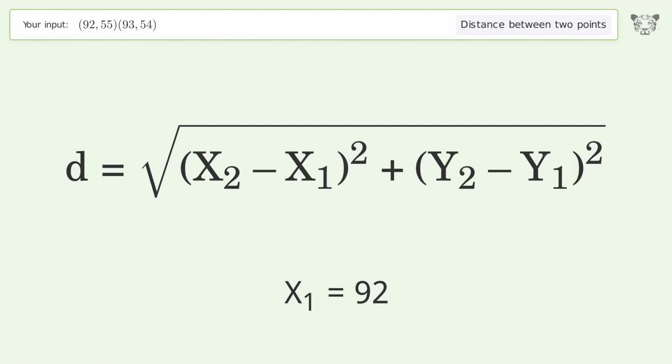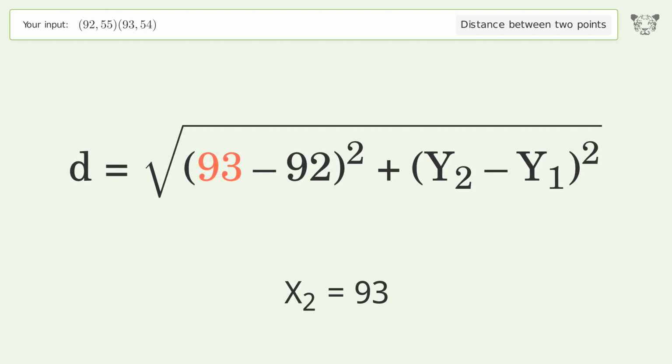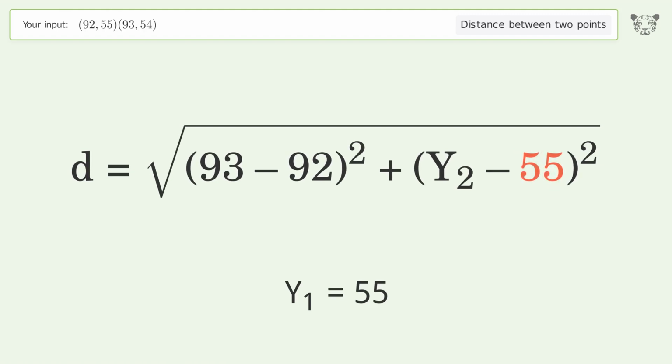x1 equals 92. x2 equals 93. y1 equals 55. y2 equals 54.